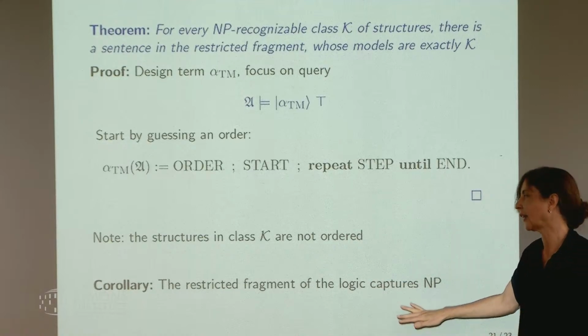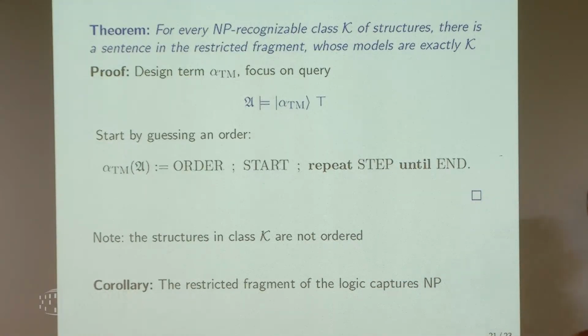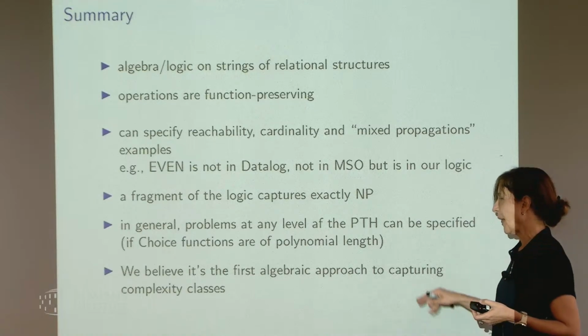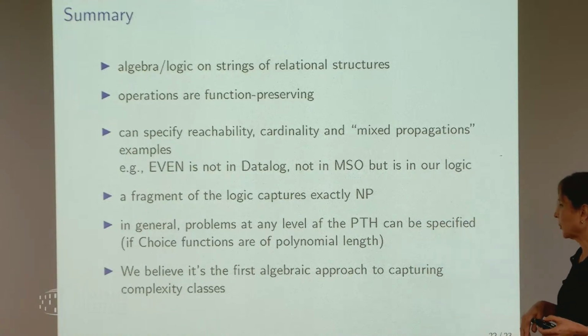And as a corollary, we show from the two theorems that the restricted fragment of the logic captures the complexity class NP. In general, because of the alternation of the quantifiers, we can represent problems at any level of the polynomial time hierarchy. To summarize, I presented a logic in algebra on strings of relational structures. Operations are function preserving, and can specify reachability, cardinality, and mixed propagations types of examples. A fragment of the logic captures exactly NP. In general, anything in the polynomial time hierarchy can be expressed. And I believe that this is the first algebraic approach to capturing complexity classes.